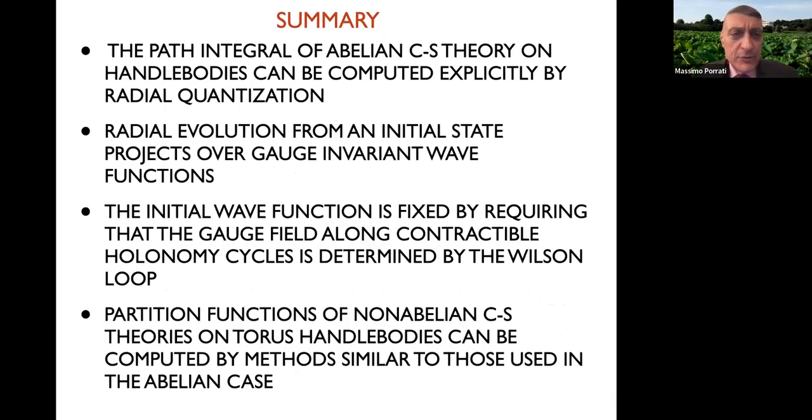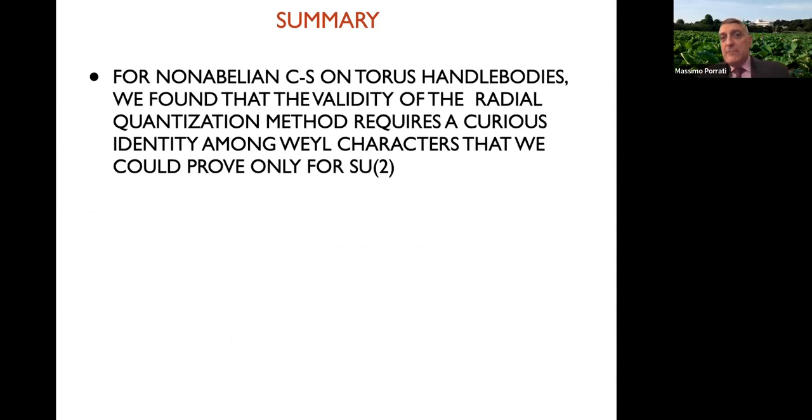It's actually the last thing that I wanted to mention. So now just back to the summary. The path integral of Abelian Chern-Simons theories on handlebodies can be computed explicitly by radial quantization, and the radial quantization from an initial state projects over gauge invariant wave functions. The initial wave function itself is fixed by requiring that the gauge field along contractible holonomy cycles is determined by the Wilson loop in general when Wilson loops are present. And the partition functions of non-Abelian Chern-Simons theories on torus handlebodies can be computed by methods similar to those used in the Abelian case. For non-Abelian Chern-Simons on torus handlebodies, we found that the validity of the radial quantization method requires an identity among Weil characters that we could only prove for SU2. And that's all that I have to say now. So thank you for your attention.